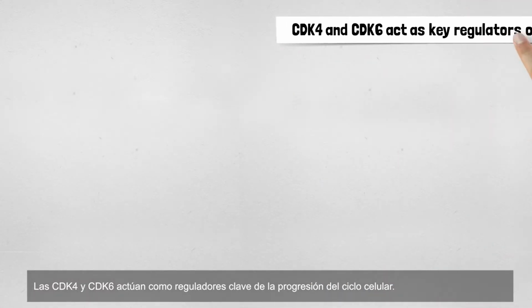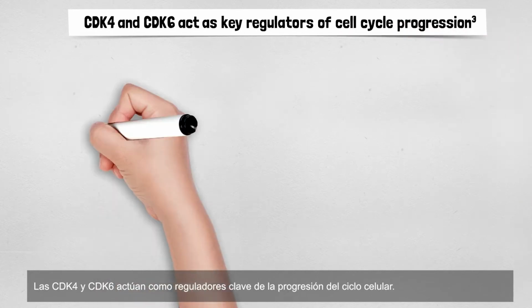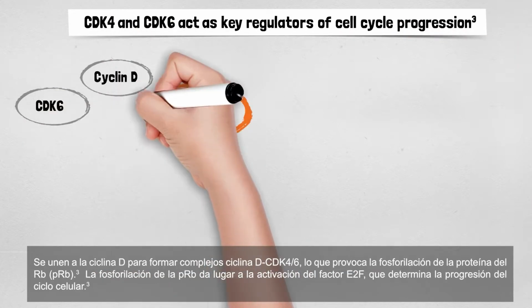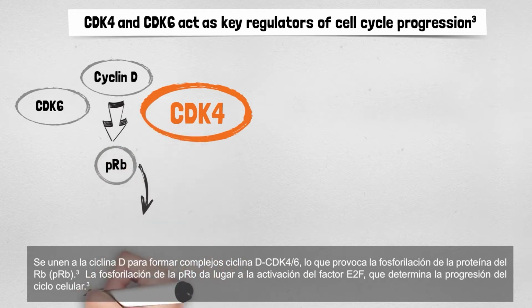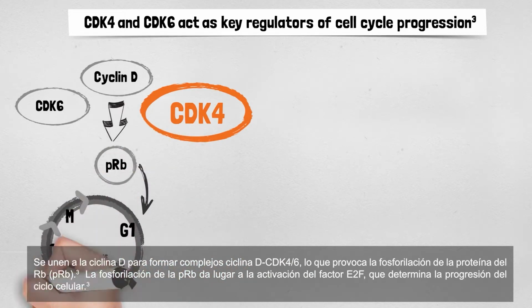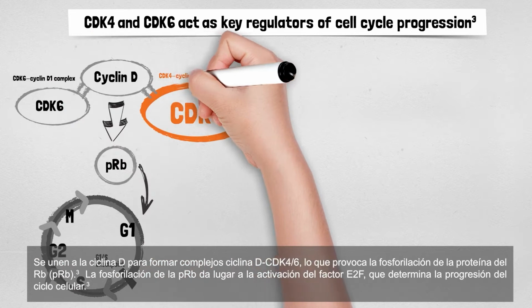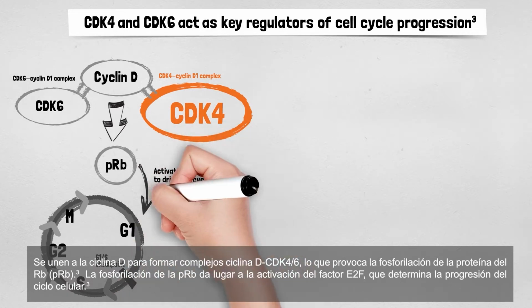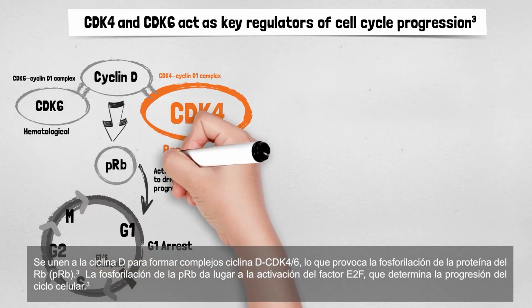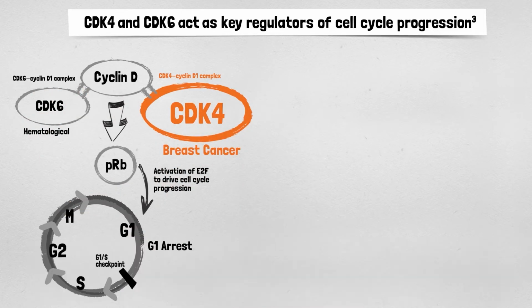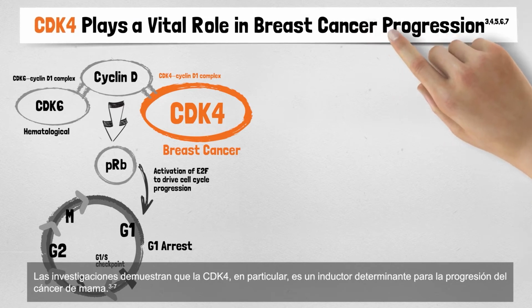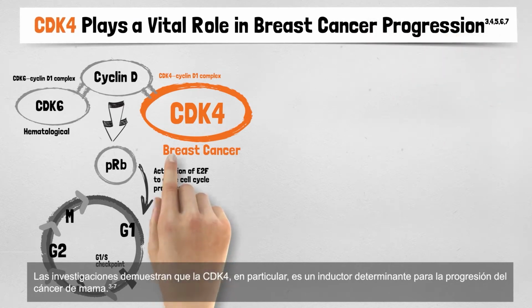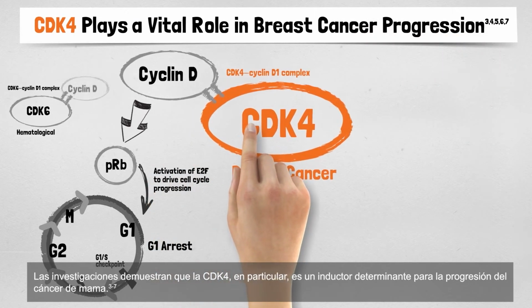CDK4 and CDK6 act as key regulators of cell cycle progression. CDK4 and CDK6 bind to cyclin D to form cyclin D CDK4/6 complexes, resulting in phosphorylation of retinoblastoma protein. Retinoblastoma protein phosphorylation results in activation of E2F to drive cell cycle progression. Research shows CDK4 in particular is a pivotal driver of breast cancer progression.